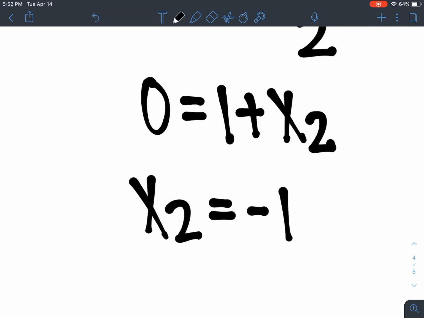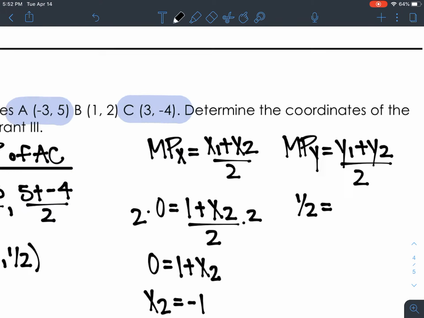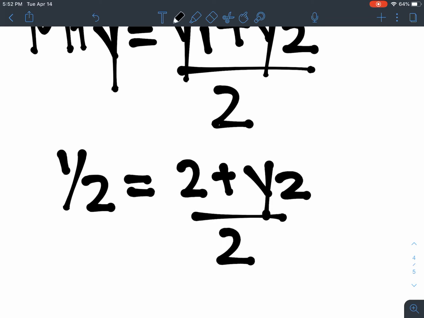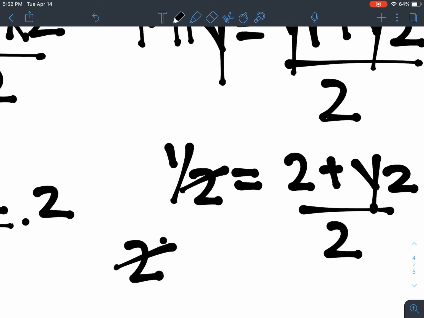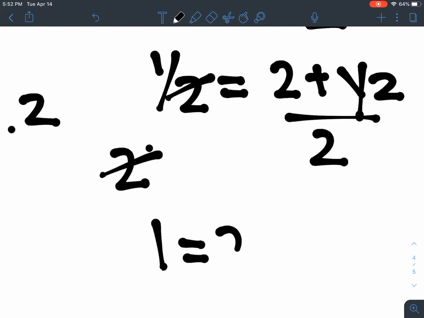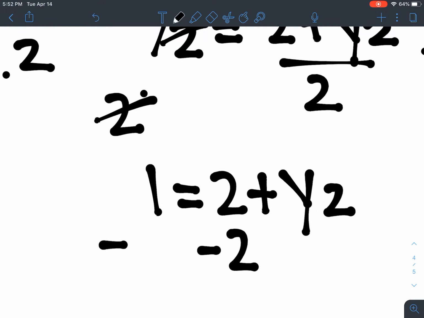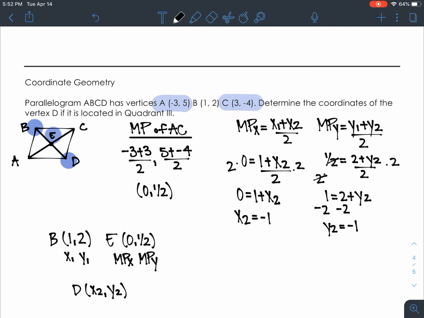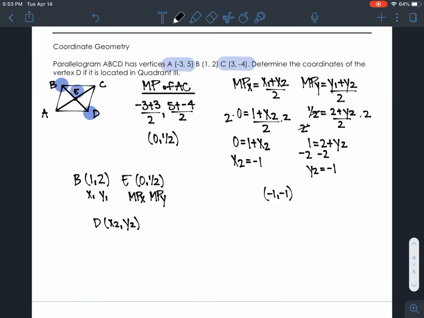Now I'm going to plug 1/2 into my MPY equals, my y1 is 2, plus y2 over 2. I'm going to multiply both sides by 2, which cancels out my denominators, and I'm left with 1 is equal to 2 plus y2. I'm going to subtract out my 2, and I'm also going to get my y2 is equal to -1, which means that my point D is (-1, -1). Love that question.